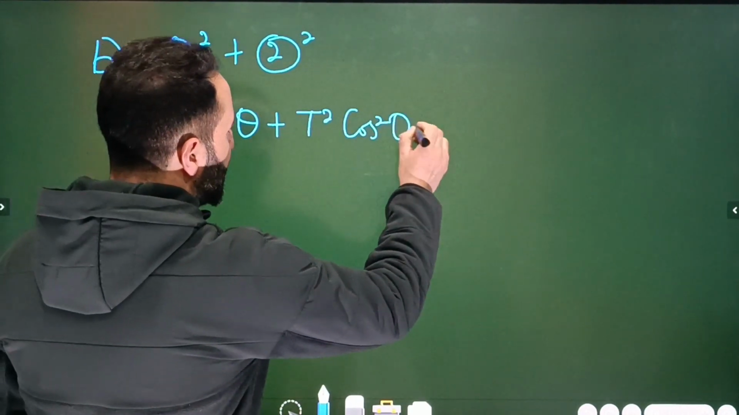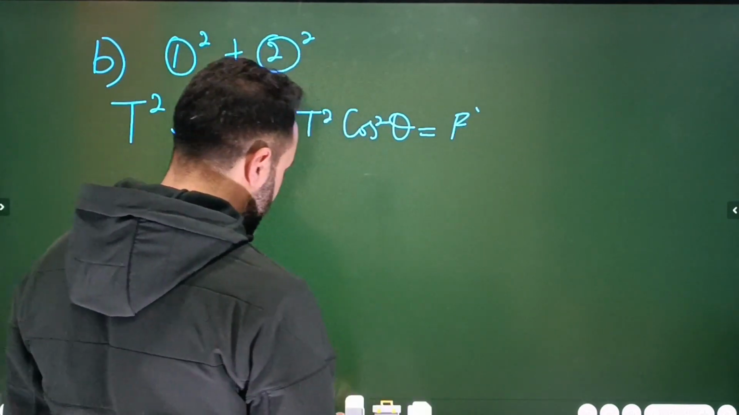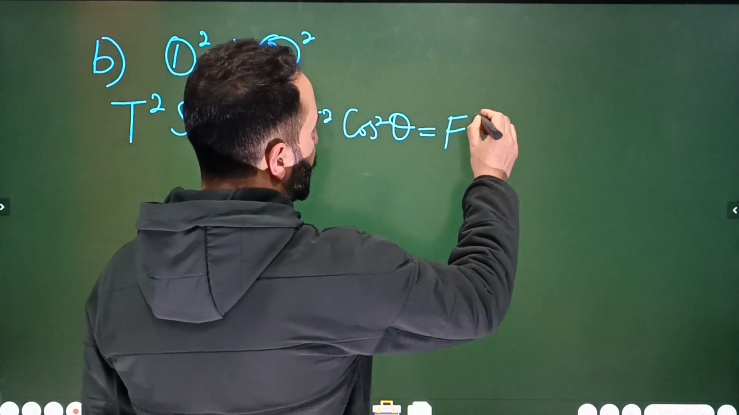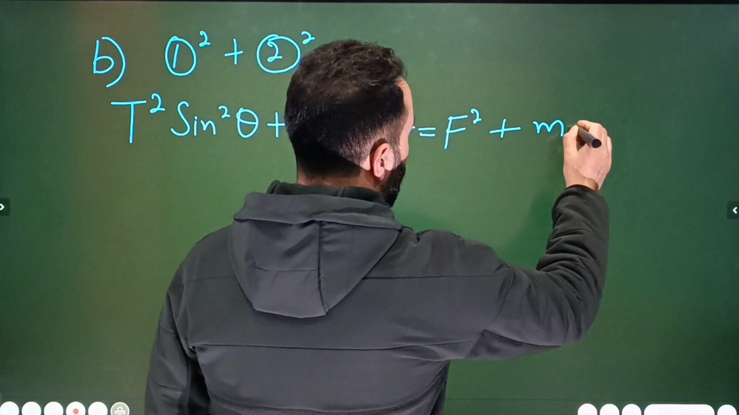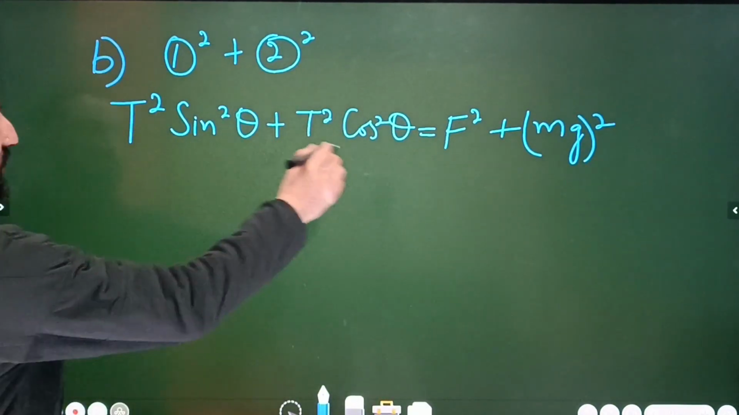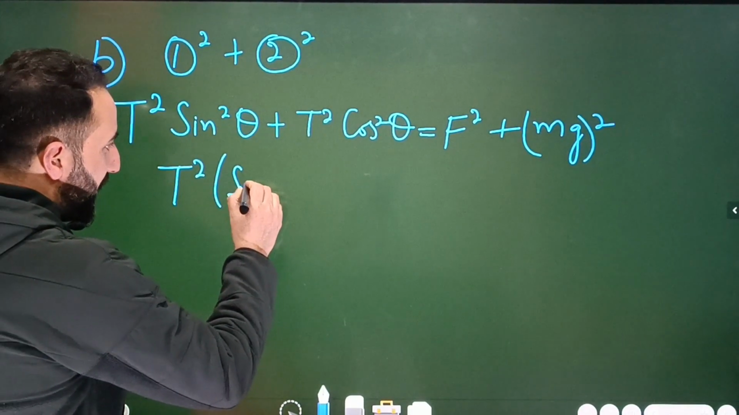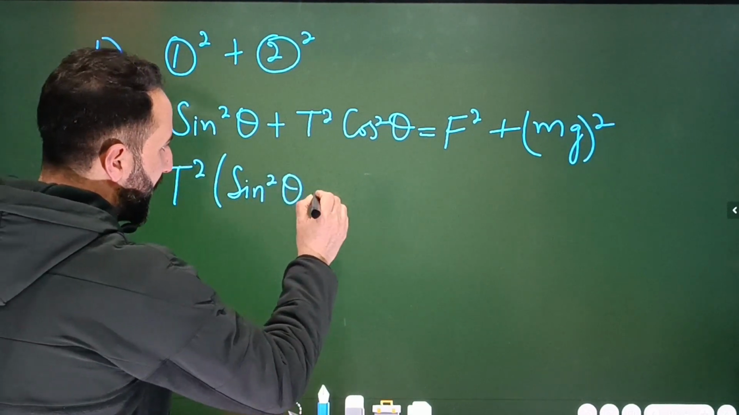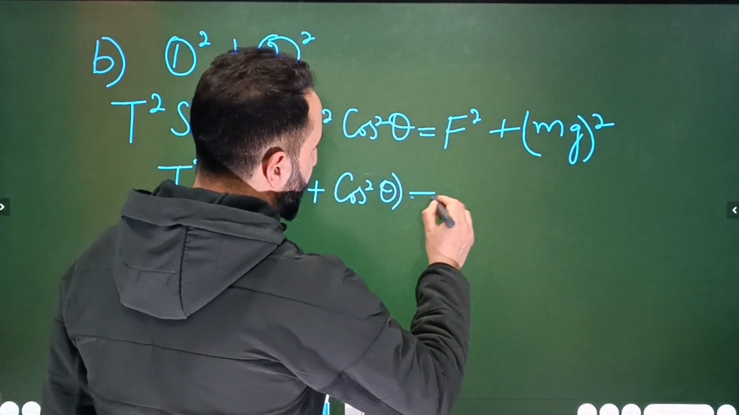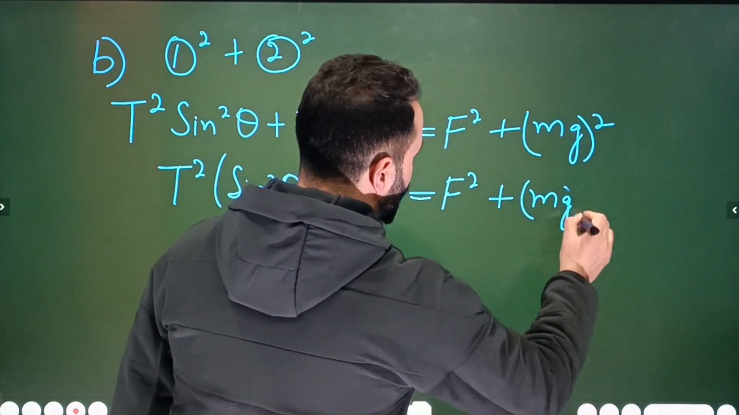Now what is t sin theta equal to? It was equal to f, so here I will write f square. And t cos theta is equal to mg, so here I will write mg whole square. Now from these two terms, what is common? t square is common, multiplied by sin square theta plus cos square theta, and it is equal to f square plus mg whole square.